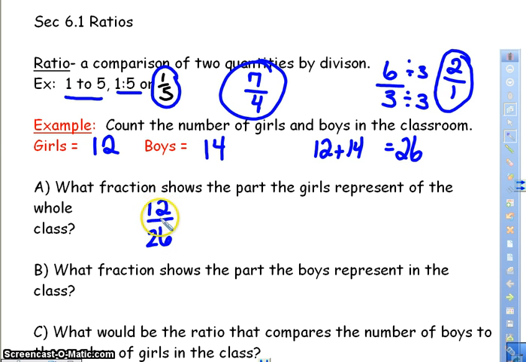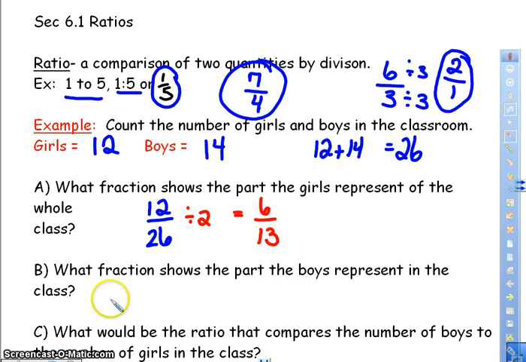So girls to whole class. We know we can simplify this, so we're going to go ahead and do that. I'm going to divide by 2, and you get 6/13. So what this means is there are 6 girls for 13 total classmates. Out of the 13 people within the class, 6 of them are girls.